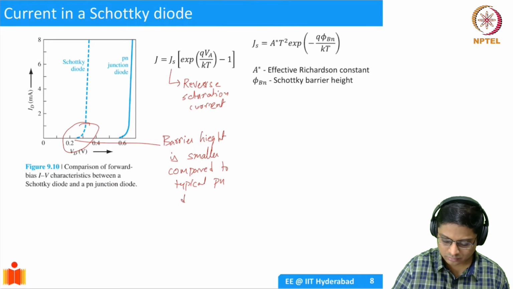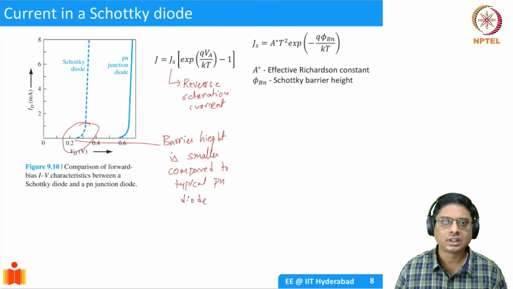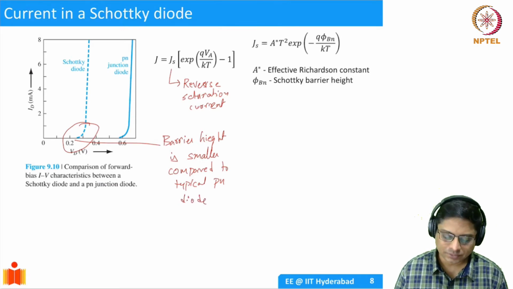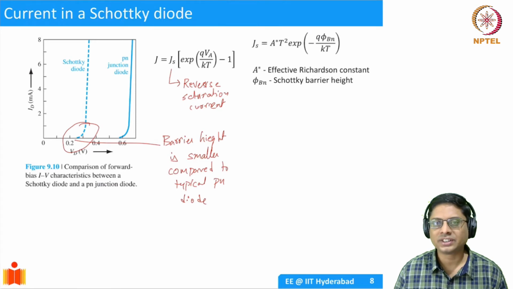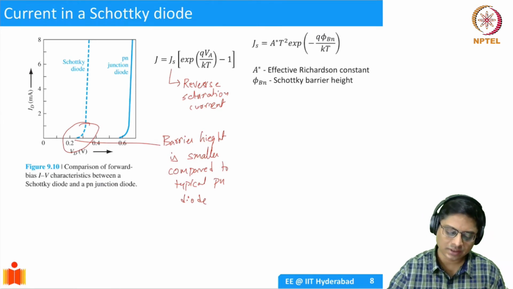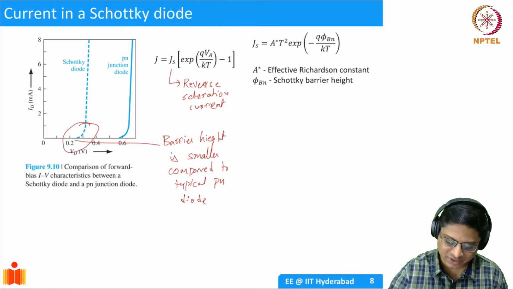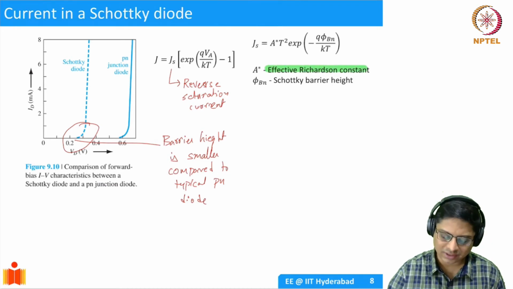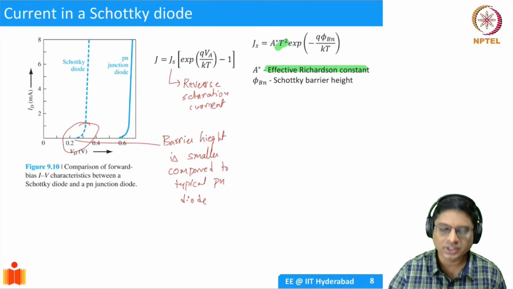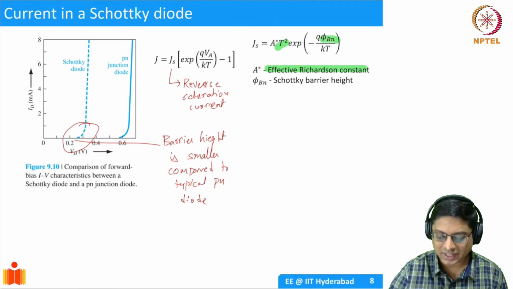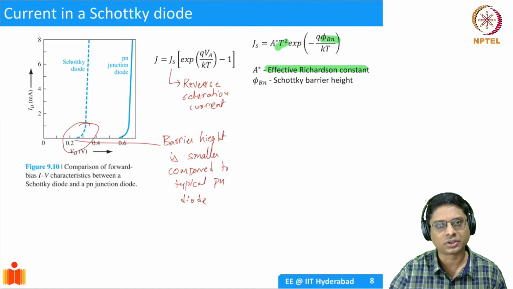Okay. And what else? Well, the saturation current density expression is different from a regular PN junction. Here, there is something called A star, which is known as the effective Richardson constant. This is just a number you could say, and there is a temperature T squared, and then there's an exponential and the barrier height. Φ_Bn is the actual Schottky barrier height.